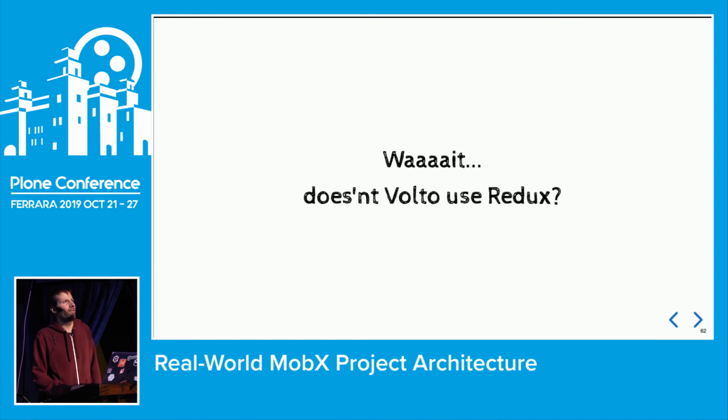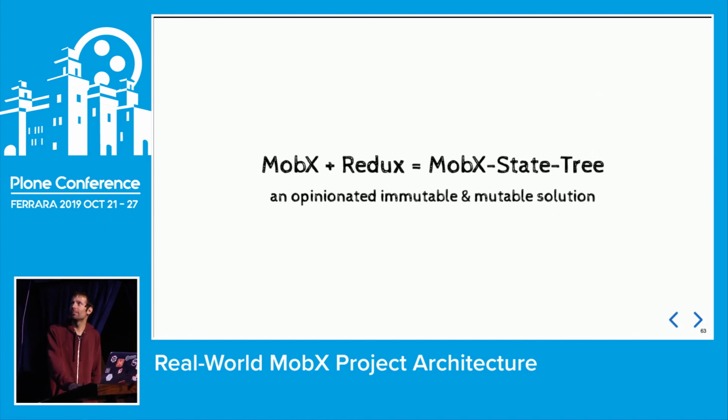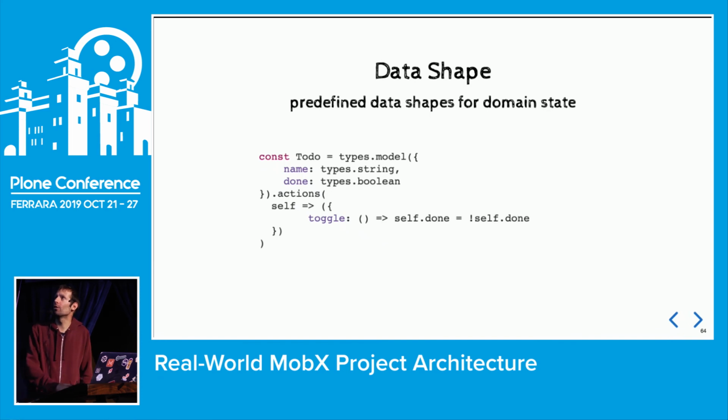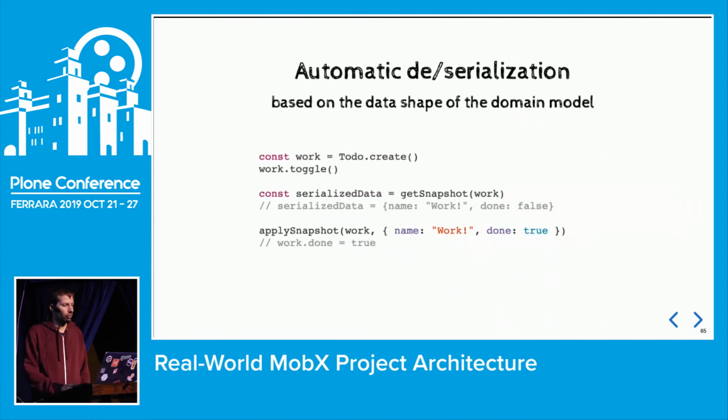And wait, we have been speaking about MobX, right? But you know Plone, that Volto thing, that Redux thing, doesn't actually mix really nicely. And actually, there is a package named MobX State Tree, which tries to marry those 2 different packages. It does so by having predefined data shapes, which we have seen before. They are basically our domain state models, right? And it also provides automatic serialization and deserialization of your models, which we have seen is one of the problems we encounter when defining your application domain state.